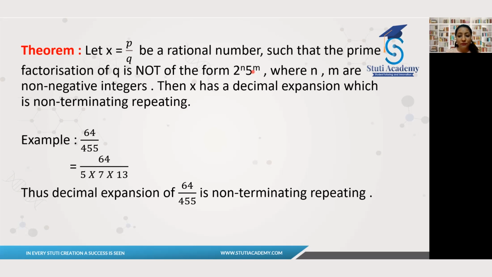So if we are getting any other factor other than 2 or 5, even if we have 2 or 5, but we are getting something other than 2 or 5, then we can say that it has a non-terminating repeating decimal expansion. For example, we have 64 upon 455. 455 can be written as a product of primes as 5, 7 and 13. So we have 5 here, but then we have something other than 2 or 5, that's 7 and 13. So in this case, the decimal expansion of 64 upon 455 is non-terminating repeating.